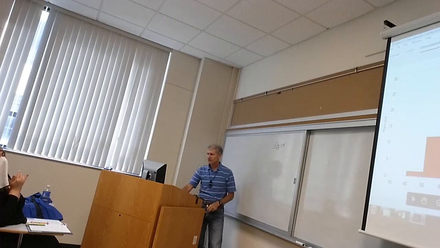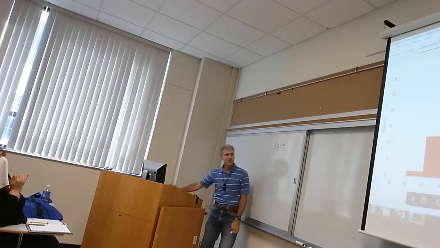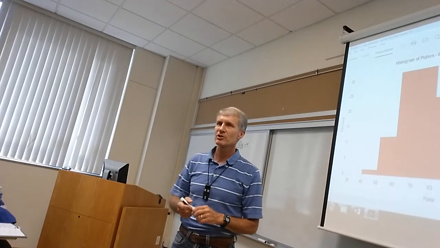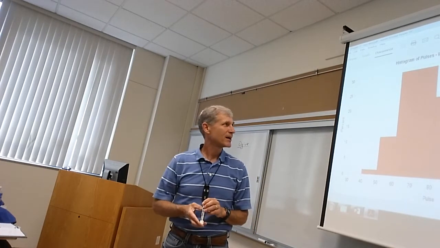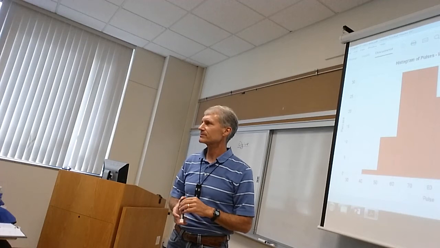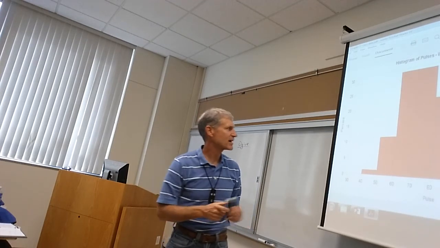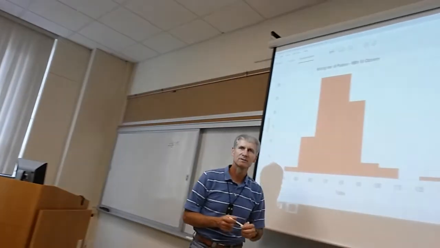Okay, so that's what it looks like. How would you describe this distribution? It's the shape of the distribution that will become important to us. How would you describe the shape of this distribution?